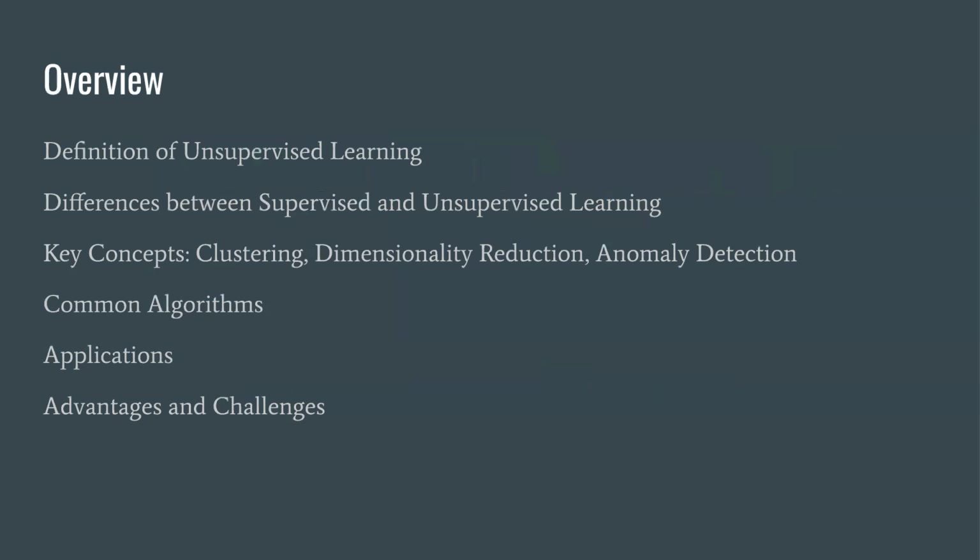Overview. To give you an outline of what we will cover today, we are going to look at the definition of unsupervised learning and how it differs from supervised learning. Then we are going to look at key concepts like clustering, dimensionality reduction, and anomaly detection. And we're also going to look at some common algorithms used in unsupervised learning and explore practical applications. And then we're going to look at advantages and challenges of using unsupervised learning.